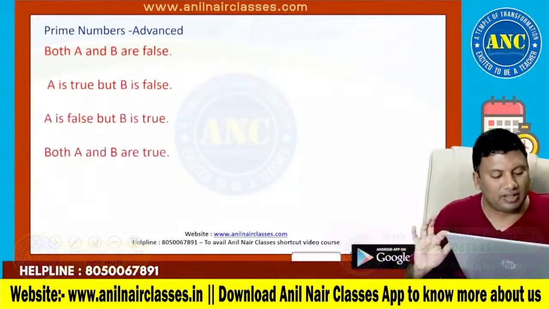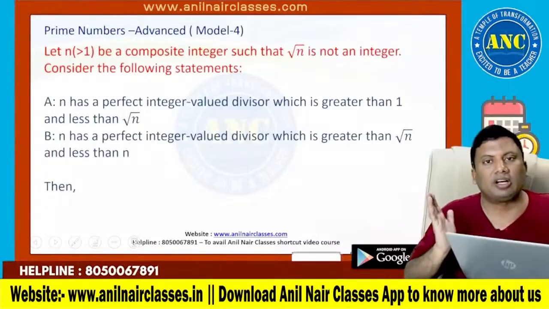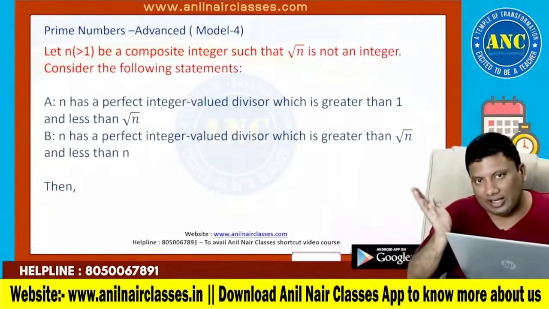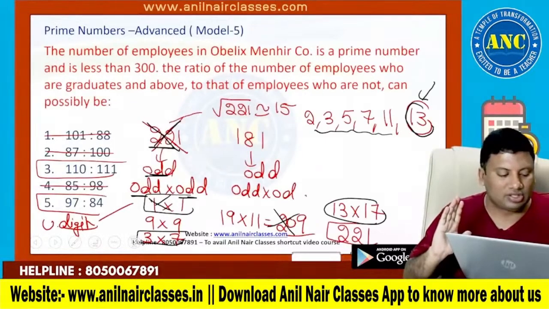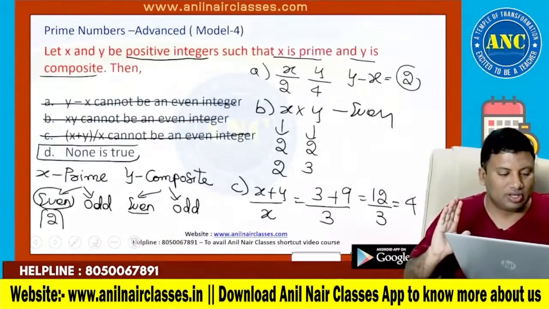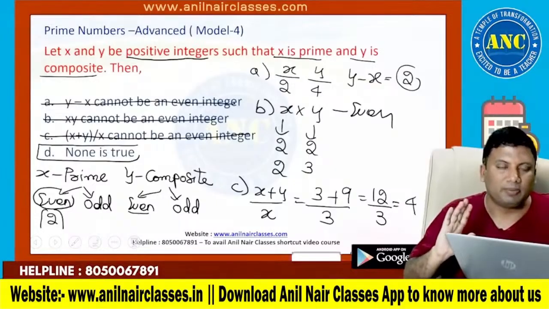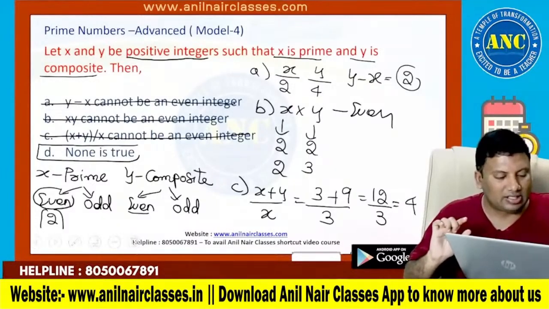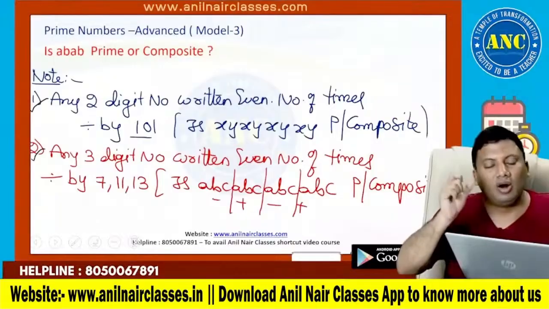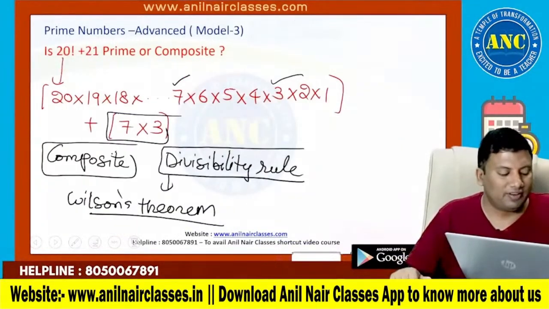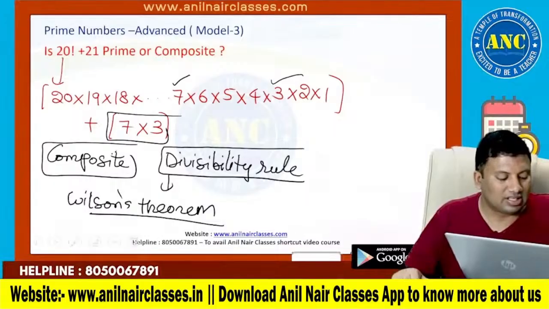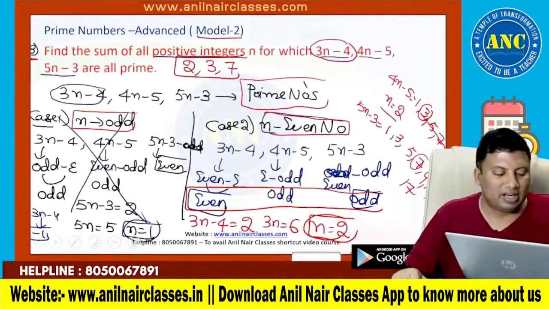How to check whether a number is a prime number or not. There will be factors less than root N and there will be factors greater than root N. Next one: these questions we have already done. X is a prime number, even and odd. X is a previous year CAT question, sir. How to check whether a number is a prime number or not? Divisibility rule for 7, 11, 13, 37. Divisibility rule for 101. By using Wilson's theorem, how to check? Or even and odd, how to check?